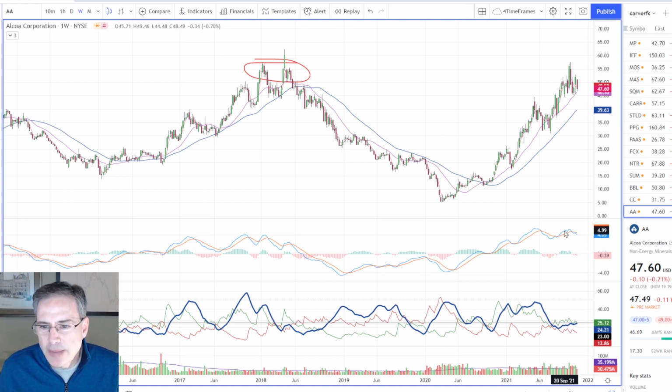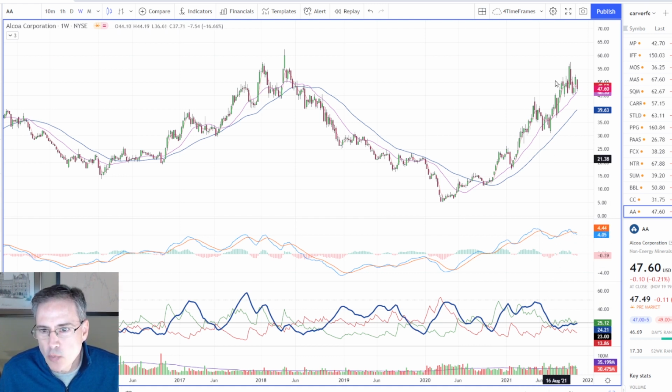Now, MACD is making a double top here. If you see this, it made about the same peak, while price is making a higher high. I still consider that to be a sign of divergence. So you're making a double top in MACD and a higher high in the price. So I would consider that to be divergence.